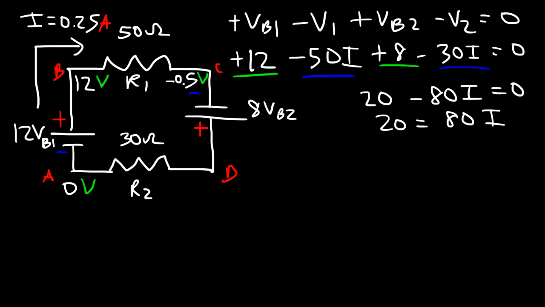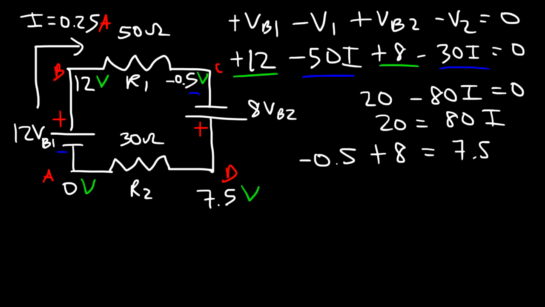Now what about the potential at point D? So we have a battery that's 8 volts, and this is the positive side, which means that this side is going to be 8 volts higher than that side. So if we take a negative 0.5 and then add 8 volts to it, this will give us 7.5. So that's the potential at point D.